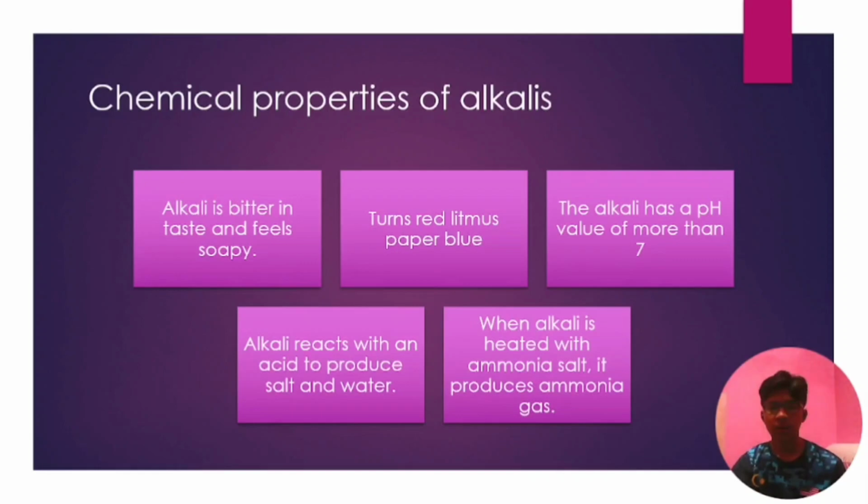Next, what are the chemical properties of alkali? Alkali turns red litmus paper into blue. Alkali also reacts with acid to produce salt and water. Alkali has a pH value more than 7. Alkali is bitter in taste and feels kind of soapy. When alkali is treated with ammonium salt, it produces ammonia gas.